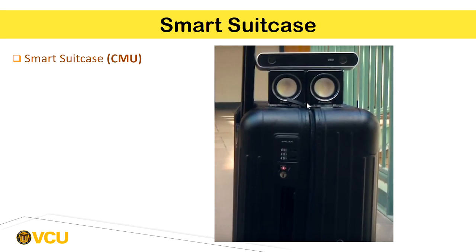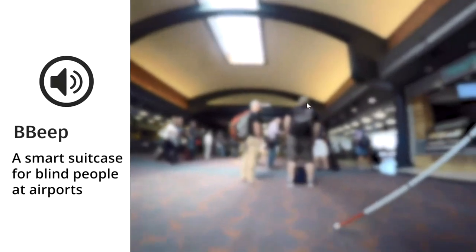So then the researchers had the idea that, okay, when you travel in the airport, you may have a suitcase, so they just install a 3D camera here and a speaker here. Just when you are walking, it detects the obstacle in front of you and gives you some feedback from the speaker to tell you that you may be walking toward an obstacle in front of you. I think it's very cool, and there's a short demo for that.